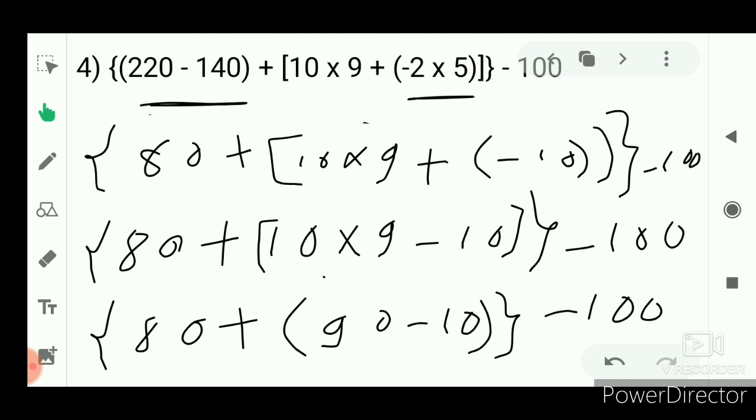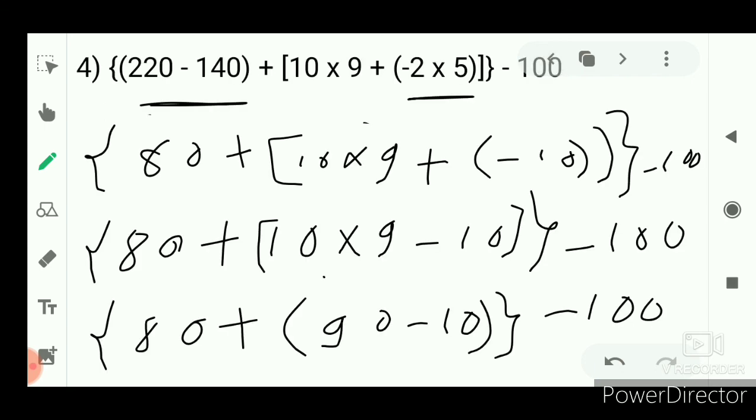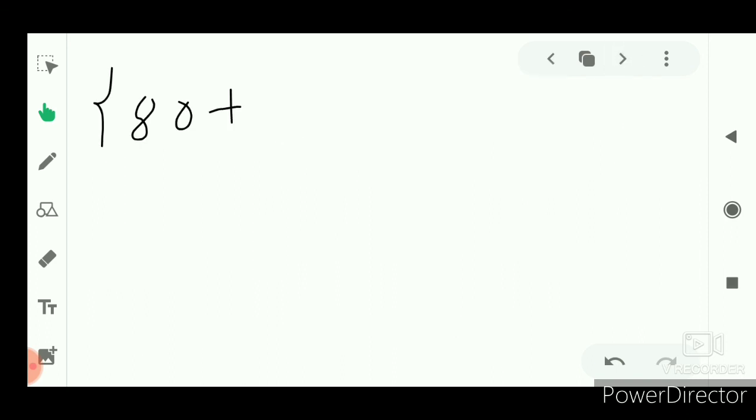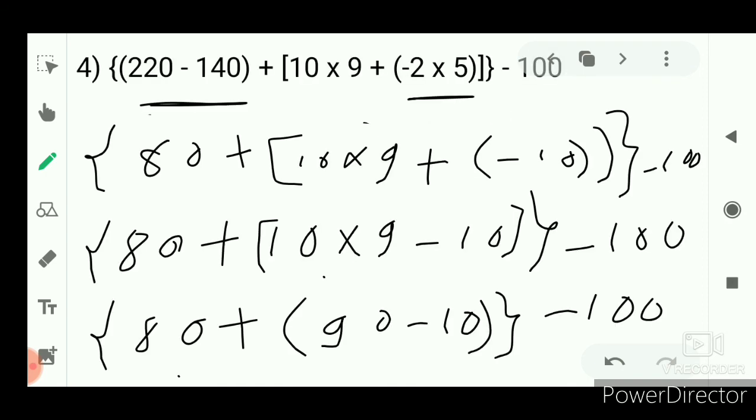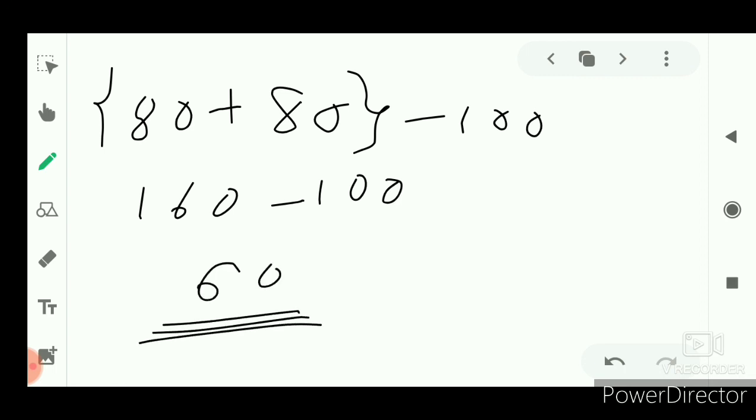Okay, so it will give 80 plus 90 minus 10 will give 80. Okay, then curly bracket will remain as it is minus 100. Okay, 80 plus 90 minus 10 will give 80 minus 100. So it will give 160 minus 100. So 160 minus 100 is 60. Okay, 60 is the answer of this question.